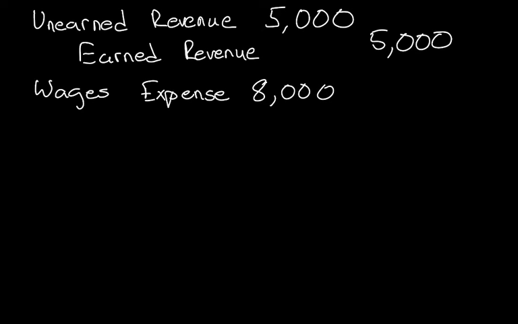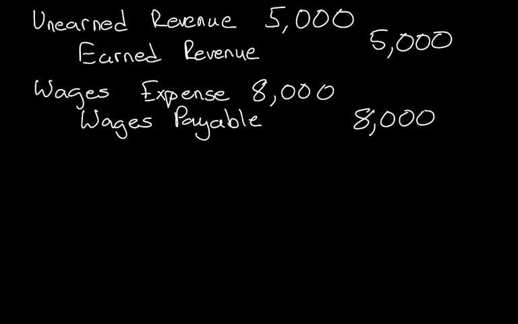So we want to debit the wages expense account. However, this is an accrued expense. We have not paid it, so we are going to create a liability account called wages payable, and that is the liability account. The liability increased by $8,000, and in order to increase the liability, we credit the liability.